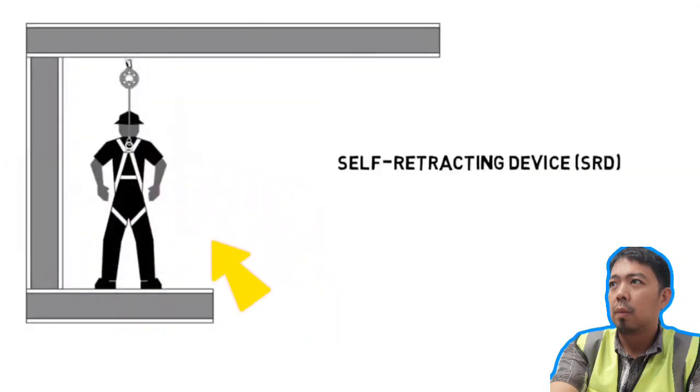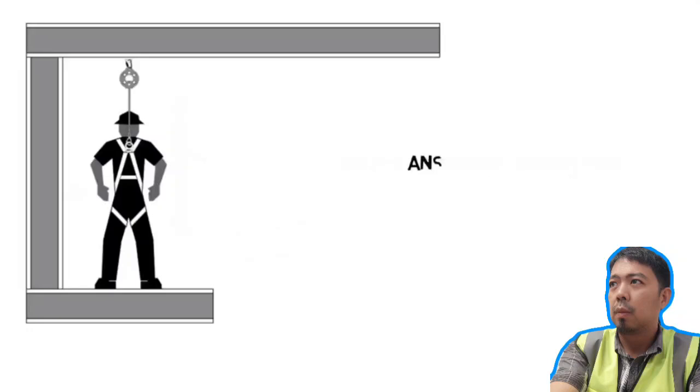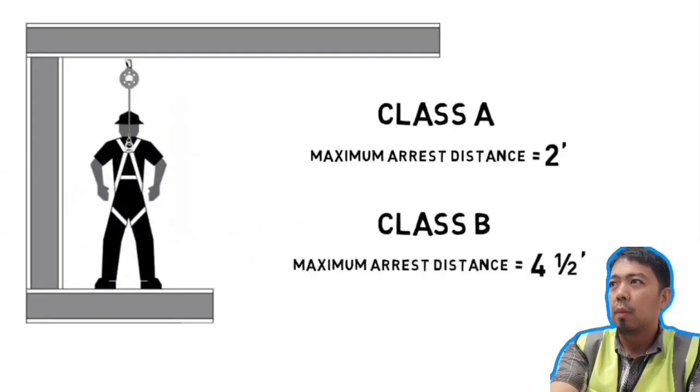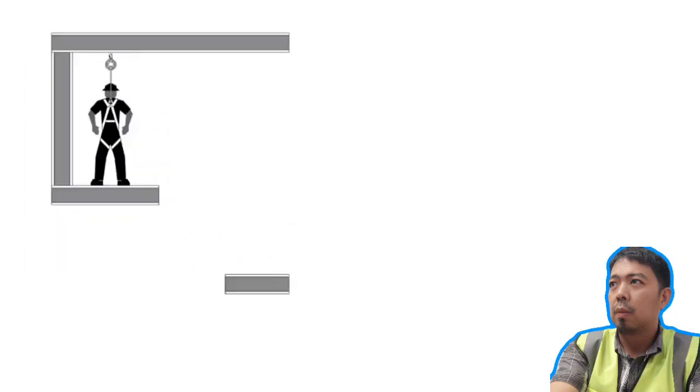With a self-retracting device, SRD, it's important to know which class it is. ANSI Z359.14-2012 sorts SRDs into two classes. Class A, which allows a maximum arrest distance of 2 feet, and Class B, which allows a maximum arrest distance of 4.5 feet. As with any deceleration device, make sure to consult the product manual for the clearfall information pertaining to the device you choose.